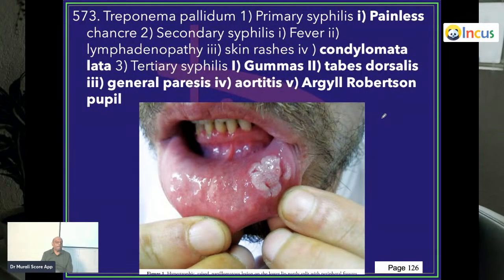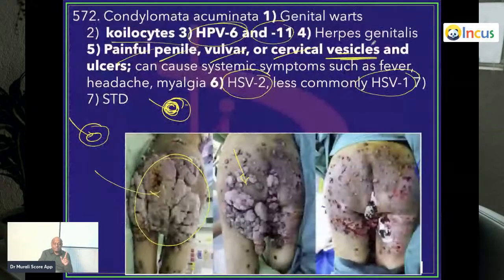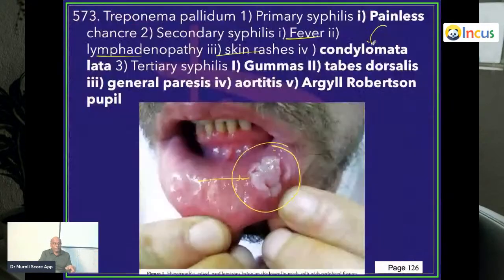Then comes Treponema pallidum. Primary syphilis, secondary and tertiary. Primary syphilis like this is a painless chancre. Secondary syphilis, you get fever, skin rash, lymphadenopathy. And in the mucous areas, you get lesions called condylomata lata. So don't confuse them with the condyloma of HPV. What you get in secondary syphilis is condylomata lata is what you need to remember.